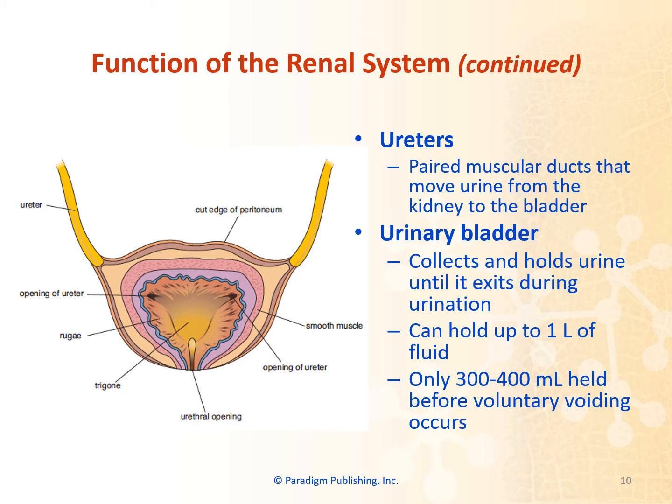Different parts of the renal system here. The ureters are paired muscular ducts that move urine from the kidney to the bladder. The urinary bladder collects and holds urine until it exits during urination. It can hold up to 1 liter of fluid, and only 300 to 400 mL are held before voluntary voiding occurs.